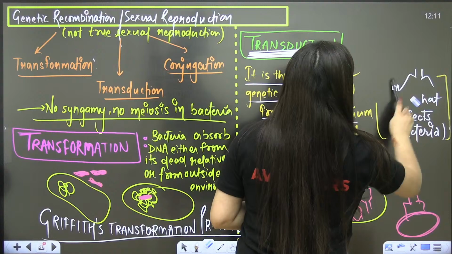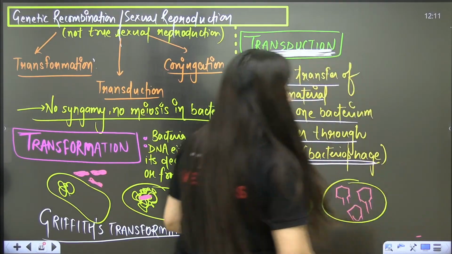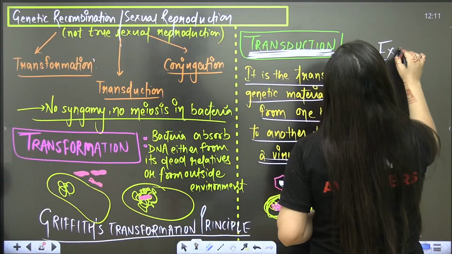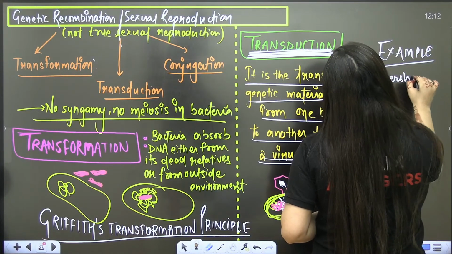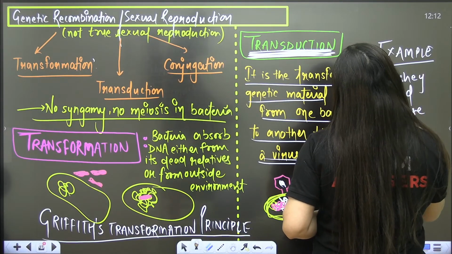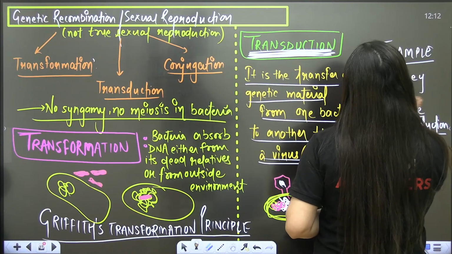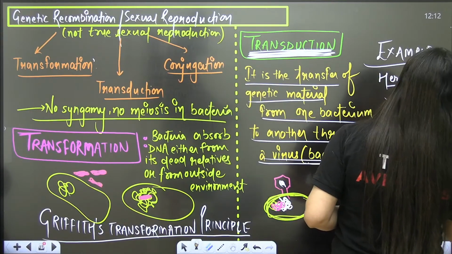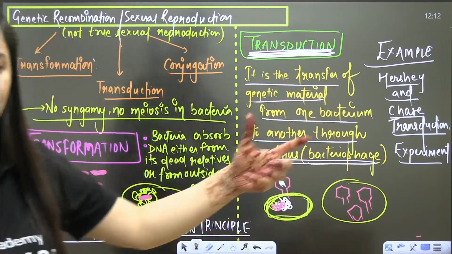Is that clear? Even in molecular basis of inheritance, there is another experiment that we study. I'm giving you the example here; you can note it down in the NCERT. That is the Hershey and Chase experiment, a blending experiment. So what is transduction? When a virus is used to transfer the genetic material from one bacterium to another.